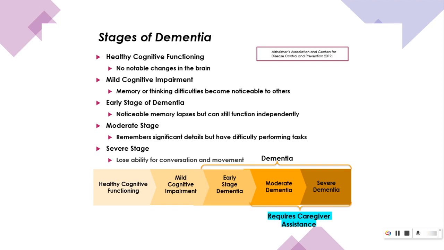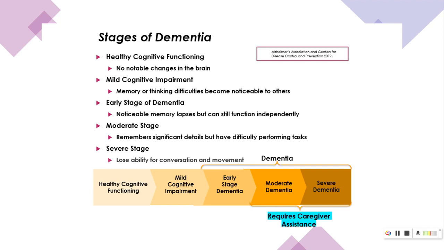It can occur from diabetes, it can be a stroke, it can be genetic, it can be caused from smoking or alcohol or drug abuse. Not everyone who experiences symptoms of mild cognitive impairment will develop dementia. Some may stay in this stage for their whole life. Then we have the early stage of dementia.